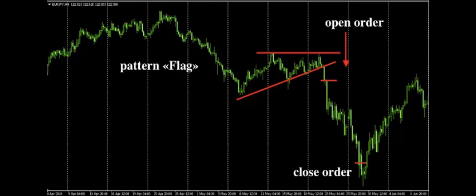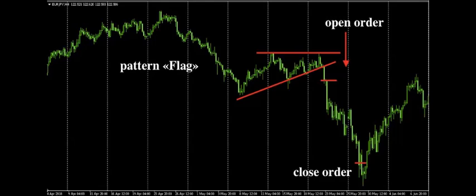To understand the principle of the practical application of the flag pattern, it is recommended to pay attention to another example. The screenshot shows a segment of the EUR/JPY pair with a period of H4, on which the bearish flag pattern is formed. A sell order is opened after the price has overcome the support level. The take profit value corresponds to the range of the first price impulse in the direction of the new trend. The screenshot shows entry and exit points from the market.